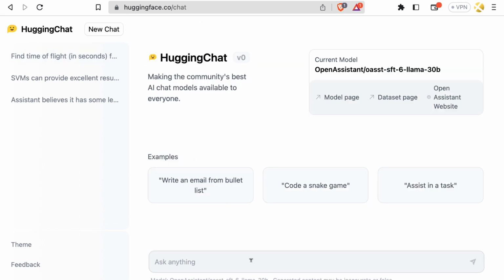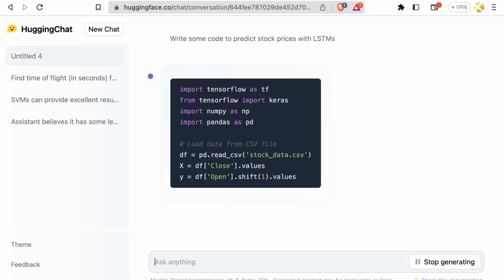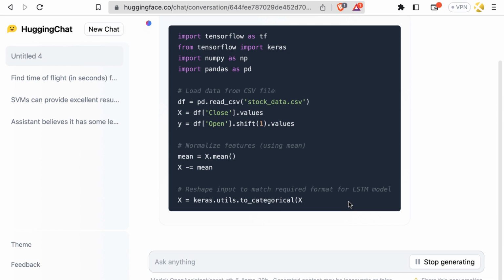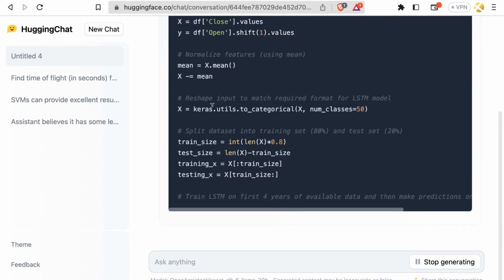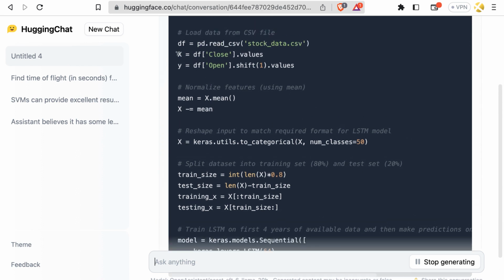Okay, so let's try something new. A popular problem for this channel is: write some code to predict stock prices with LSTMs. Okay, so it's imported TensorFlow and Keras, NumPy, pandas. It's got a stock data. Okay, so it's using closed values as the inputs and the open values as the targets.